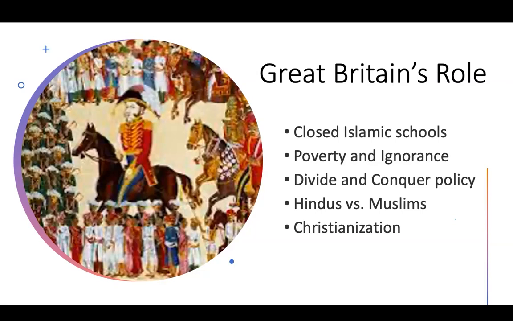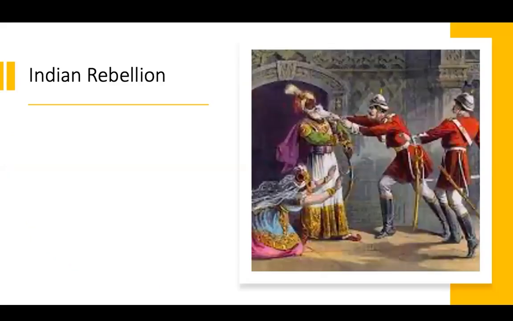Not only that, they started Christianization. So what does this mean? Converting Muslims and Hindus to Christianity. That was done under Great Britain's knowledge and rule. What happened is, after Britain was in power, they were using the Muslims and Hindus as their workers.